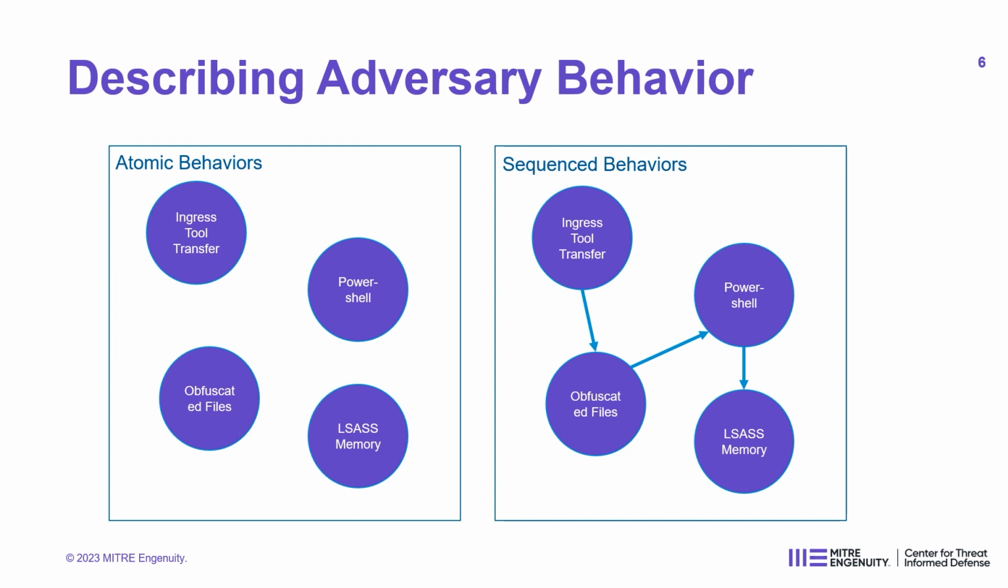So as an alternative, if you take a look at the right side, it's the exact same four behaviors, but this time we've assembled them into a sequence. So the ingress tool transfer, that leads to having the obfuscated PowerShell scripts, which then leads to PowerShell execution, which then leads to process dumping. And so what this is showing you is not just the behaviors in isolation, but how they relate to each other.